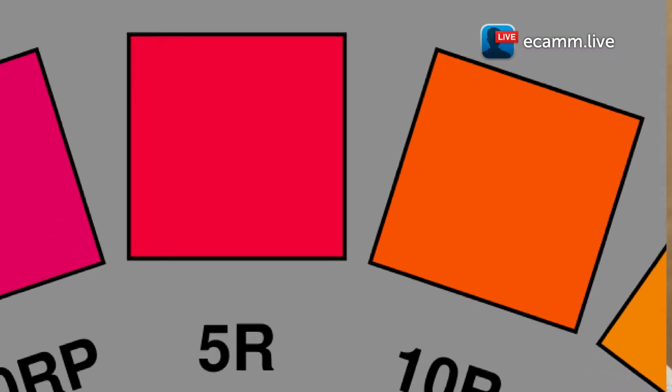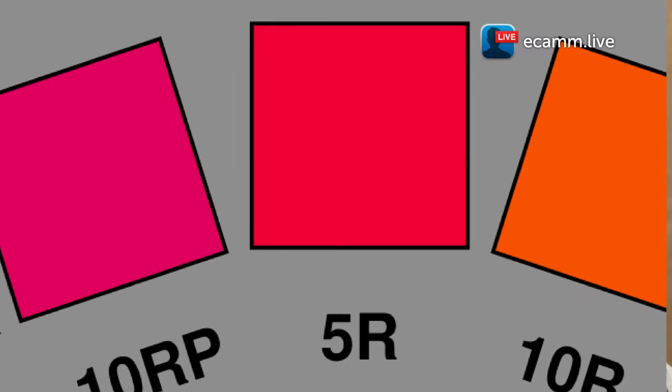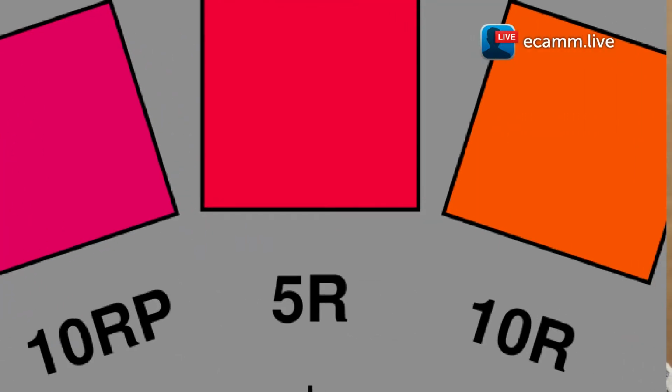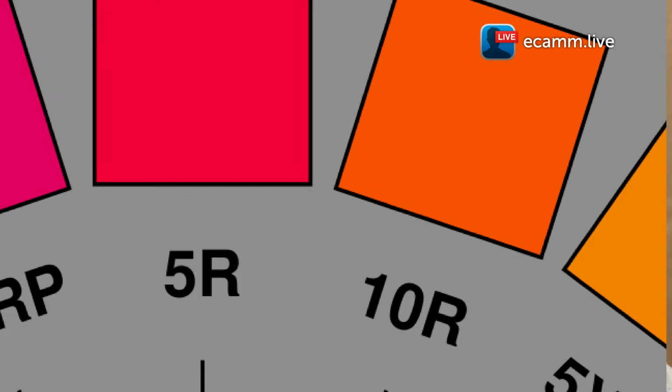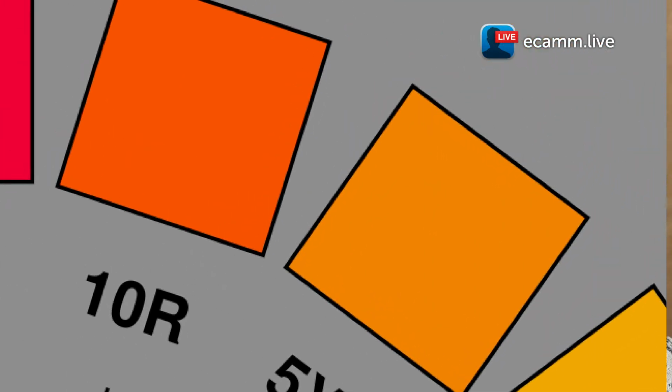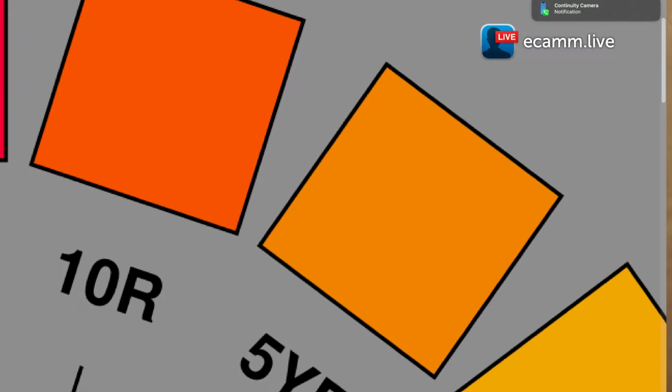Or you can have a 2.5R. 2.5 is less than 5. So it would be a slightly more purplish red. Okay, it would be between those, 2.5, 5, 7.5, 10. And then it jumps back to 2.5. So 2.5 yellow-blue.